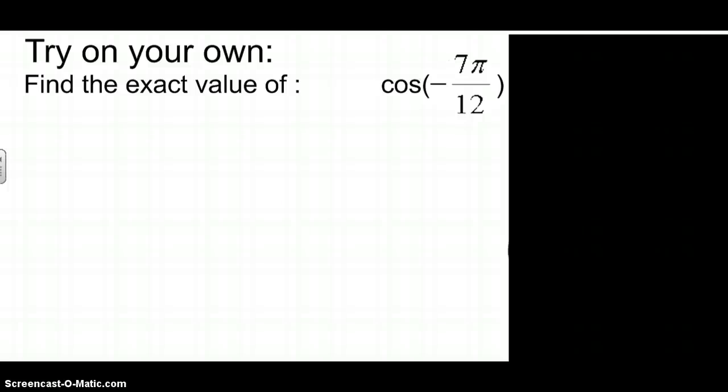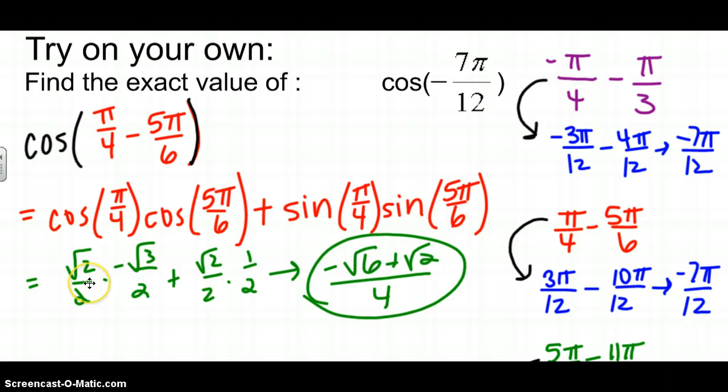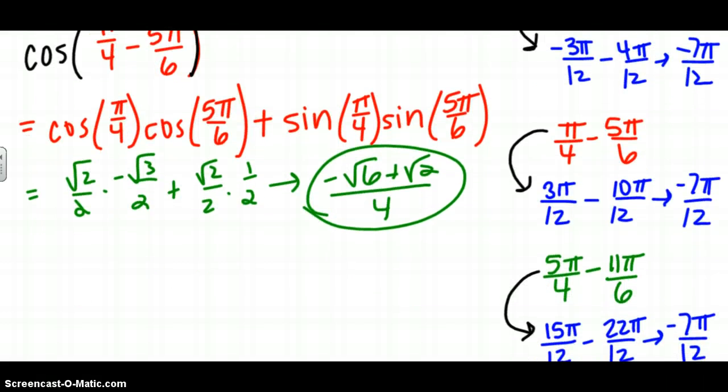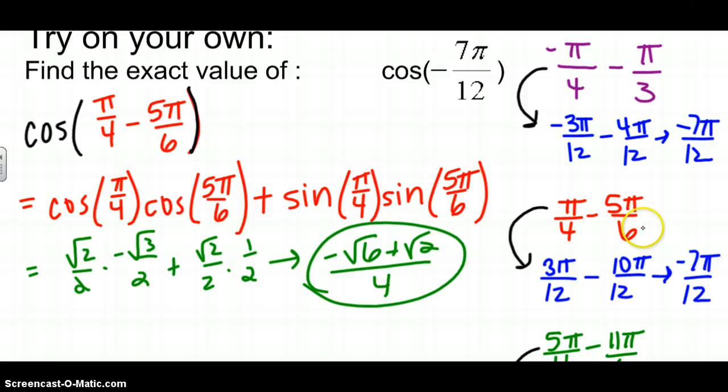Pause now. Alright, so over on this side I listed out a few different options in a color, and then I showed you how they converted with the similar fractions or common denominators to get negative 7 pi over 12. There's other ones too that you may have picked. I chose to go with this one, pi over 4 minus 5 pi over 6, so that's what got put inside of my cosine. Applied my formula, simplified, got negative root 6 plus root 2 over 4.